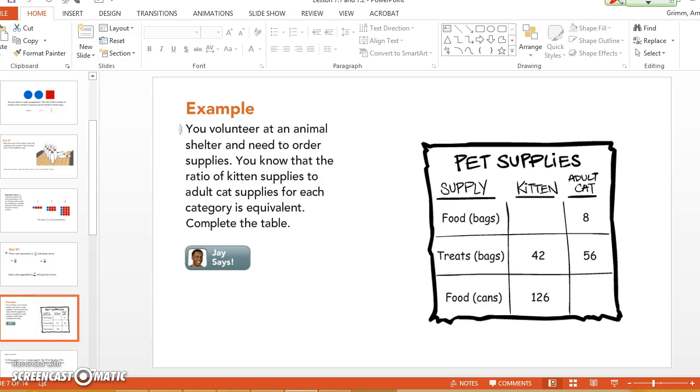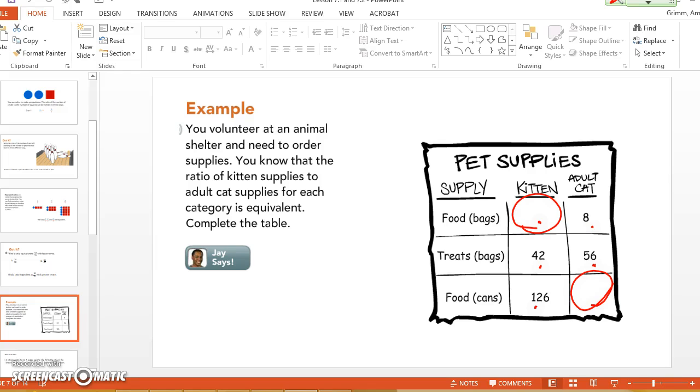So this is going to combine what we did in the warm-up and then this part. So this says you volunteer at an animal shelter and need to order supplies. You know that the ratio of kitten supplies to adult cat supplies for each category is equivalent. Complete the table. Okay, meaning that kittens are going to need less food than adult cats. Does that make sense? Okay, but treats here, kittens are going to eat 42 treats, big cats eat 56. And cans of food, kittens will eat 26. We need to know how many adult cats. Okay, so I need these two numbers.